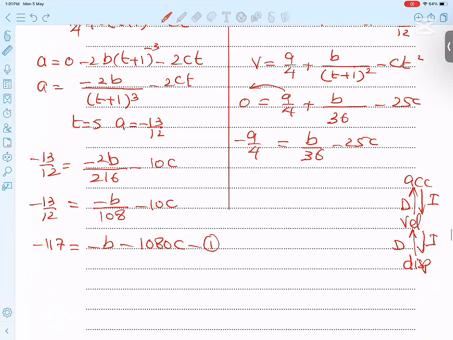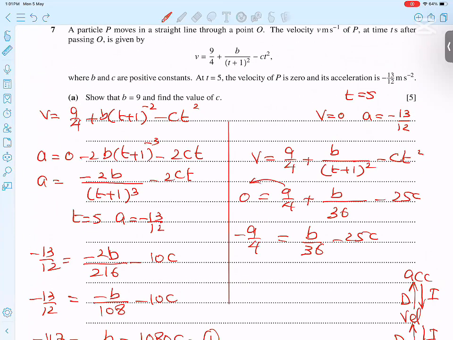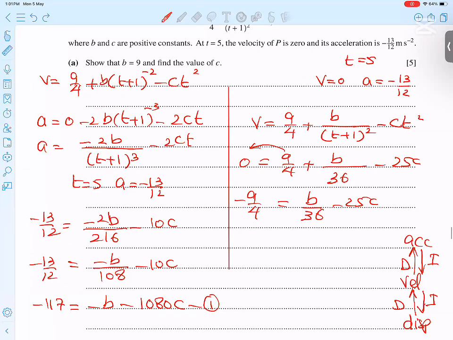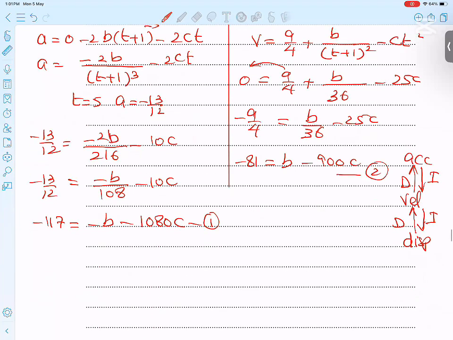Okay, so once again recheck. Velocity 0 and time 5. 5 plus 1, 6. 6 squared, 36. All correct. So 9 divided by 4 into 36, I get negative 81. Here b alone, and here 25 times 36, we are getting negative 900c. And this is equation number 2.